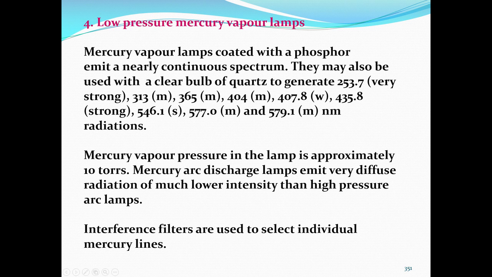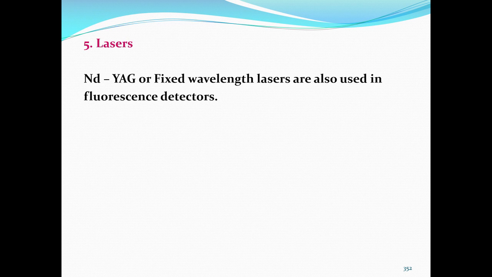The other details for you to remember are that mercury vapor pressure in the lamp is approximately 10 torr, and arc discharge lamps emit very diffuse radiation. So, it is not so good, but high pressure arc lamps are better, and we need to use interference filters to select individual mercury lines of 253, 313 etc. So, many filters are available if you use a mercury vapor lamp.